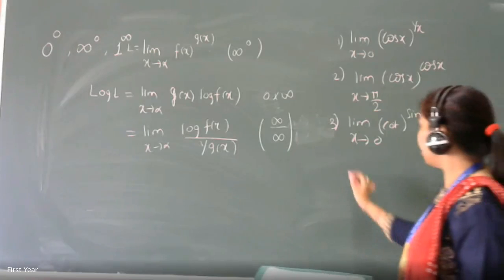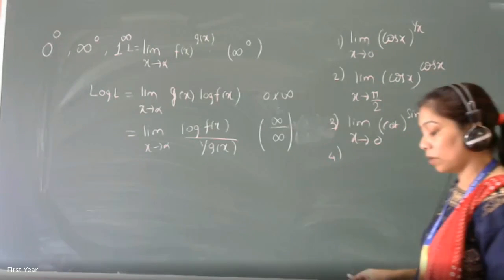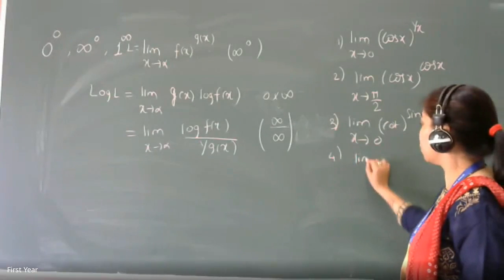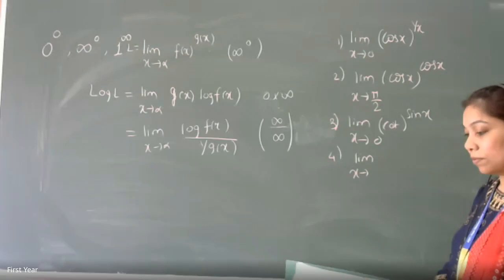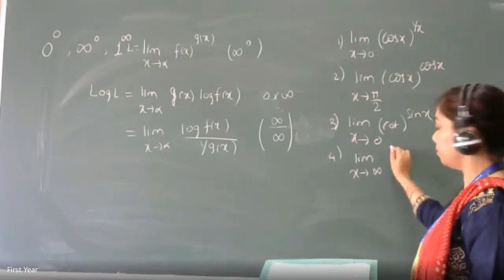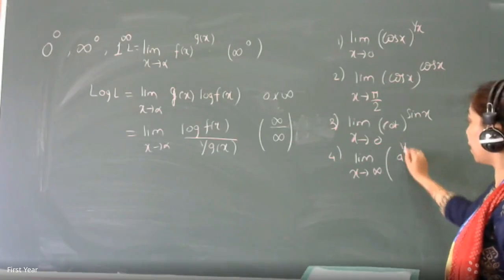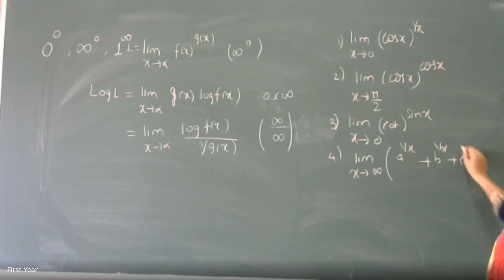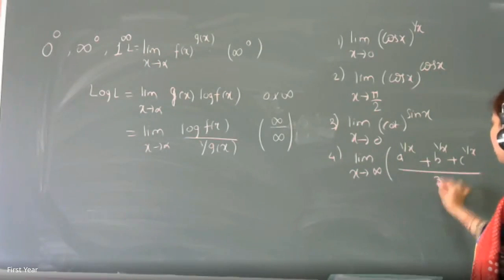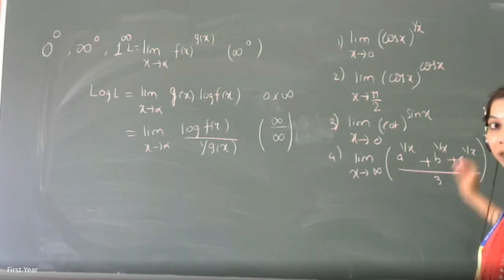Fourth one is limit as x goes to infinity, a raised to 1 by x plus b raised to 1 by x plus c raised to 1 by x divided by 3, the whole raised to x. Can you see this?